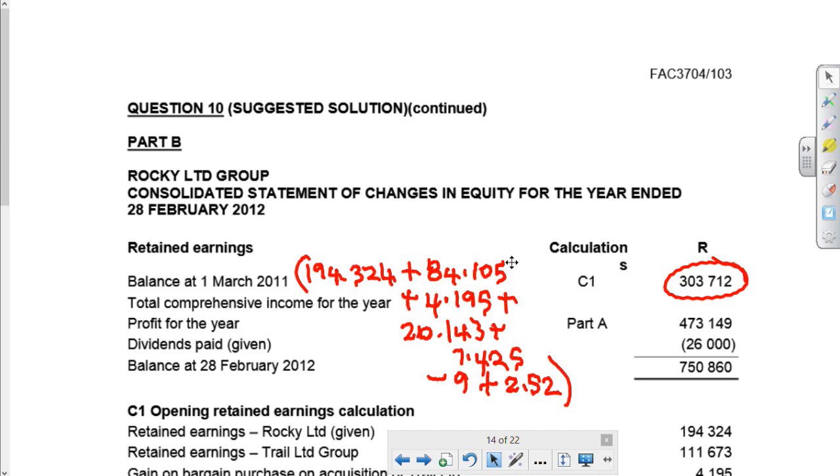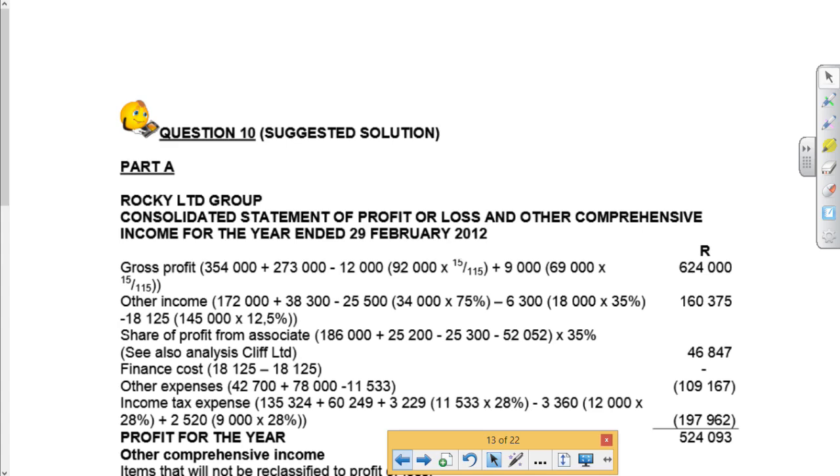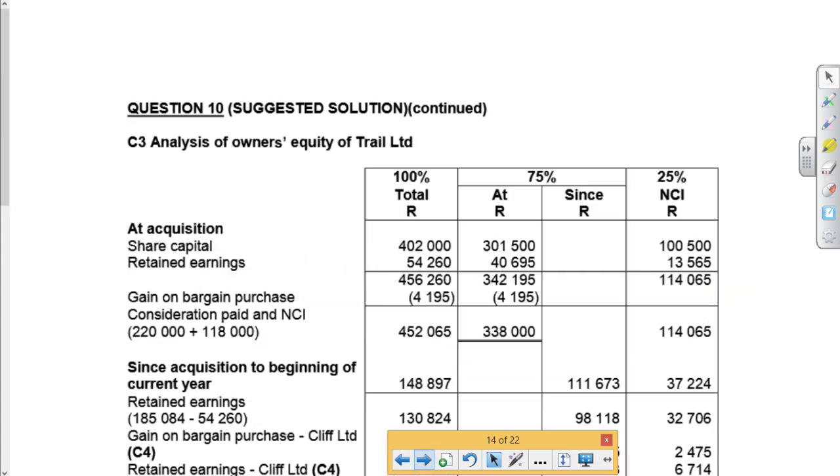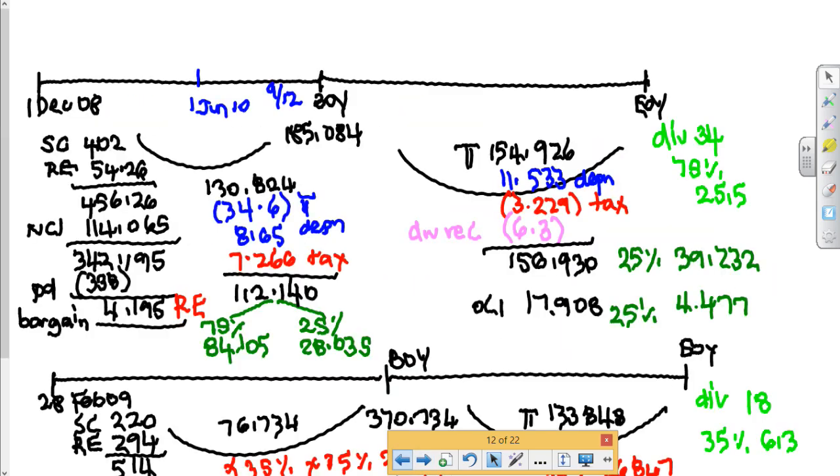How did it go? Oh, wait, I didn't. Oh, I did. Should have profit in associate. Okay, so these were my workings. Subsidiary, we acquired 1 December 08, and we landed up with a bargain of 4195. That should have been fairly straightforward. First lecture.